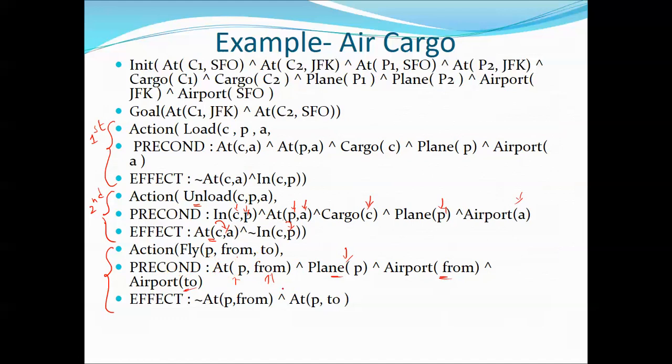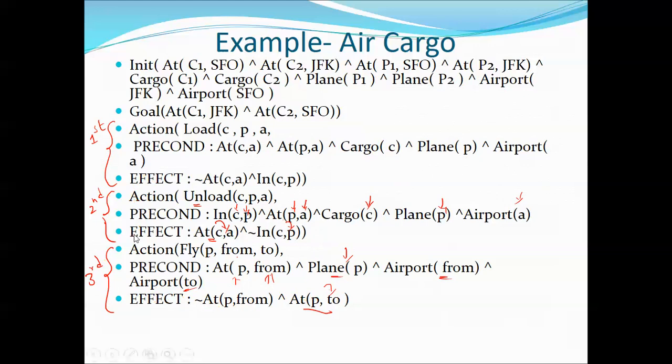After applying this rule, P will be at location to and not at location from. P is not at location from. This is the third rule. So these are the 3 rules. Okay. Now this is just the rules. This is not the actual action path.